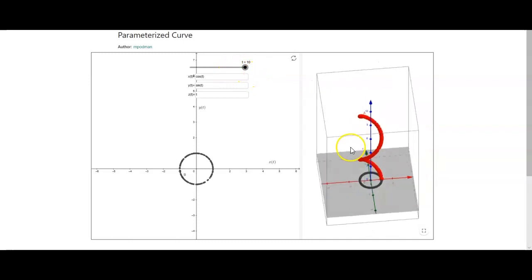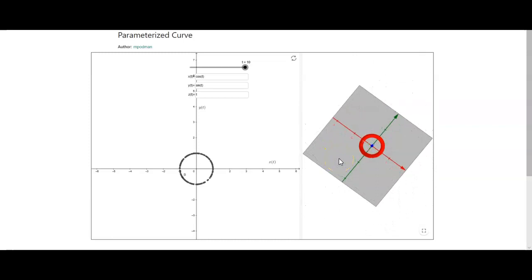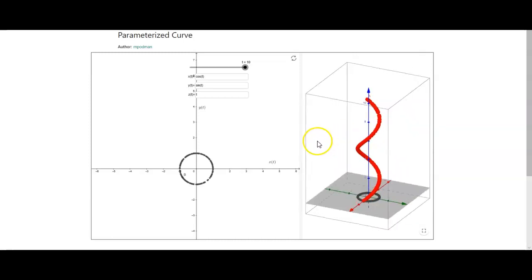So actually, if I start to move this thing and rotate it and I look down on it, I can see that it creates a perfect circle. It's just when I'm looking at it from the side, it just looks like you took a slinky and you sort of stretched it out.